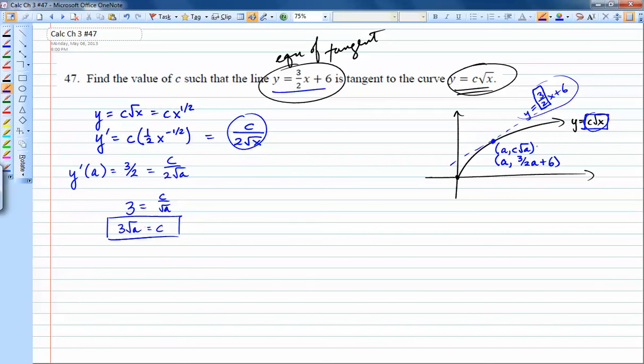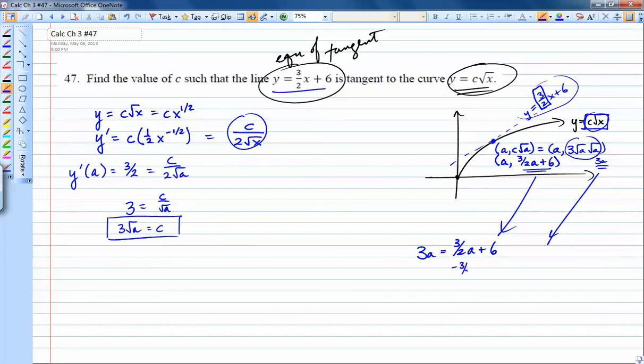Then I can say that this point now is really a comma, and instead of c, it's 3 root a and then times root a. So this right here is really just 3a. And I also know that it's equal to this. So 3a right here and 3/2 a plus 6 are going to be the same. So at this point, I can set this up. I know that 3a has to equal 3 over 2a plus 6.